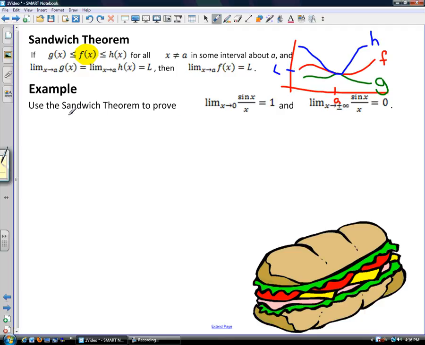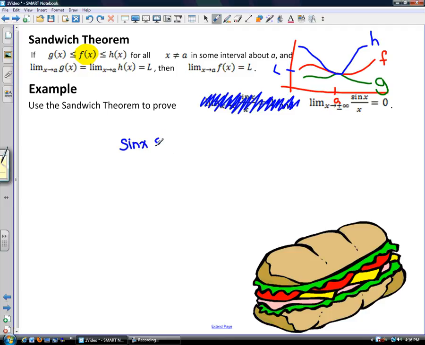So, for an example, we have the sandwich theorem to prove the limit of sine of x over x. In your notes, I actually took out this one, which can't really be proven using the sandwich theorem, which is unfortunate. But we will do the other one: the limit as x goes to positive or negative infinity of sine of x over x equals 0. And we used this in class when we were doing limits.